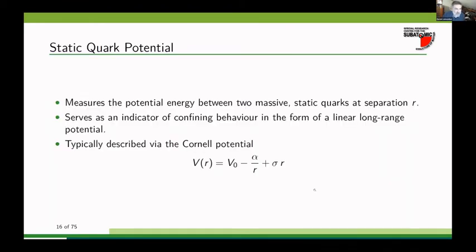All right, so I promised I'd try and motivate your interest in center vortices. So let me touch on some ancient history. One of the first things that people looked at was the static quark potential. This is looking at the potential energy between 2 massive static quarks at some separation r. It serves as an indicator of confining behavior in the form of a linear long-range potential and a Cornell potential. I'll be using this to draw some lines through the data that I show you.